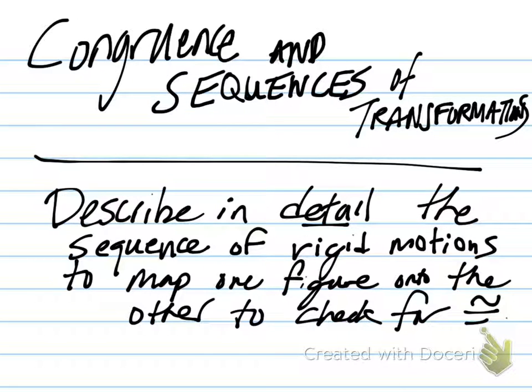And the key word here, we've talked a lot about congruence in the past, but the key word I want us to focus on is sequences. How can you describe a set of steps? So describe in detail the sequence, the series of steps, and when I say steps, I mean of rigid motions, reflections, translations, and rotations, to map one figure onto the other to check for congruence. So what do I mean by that?